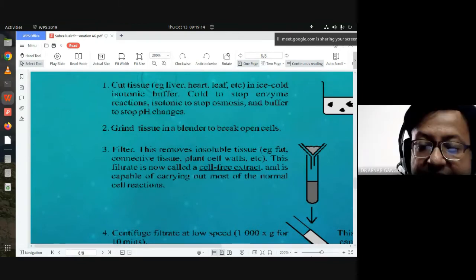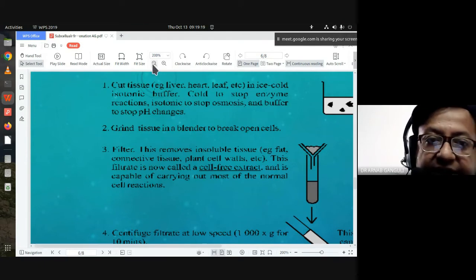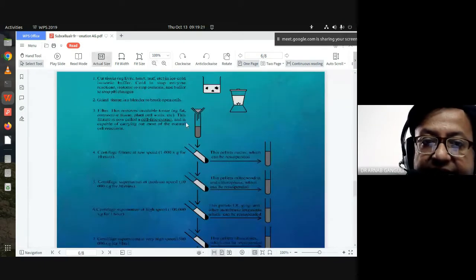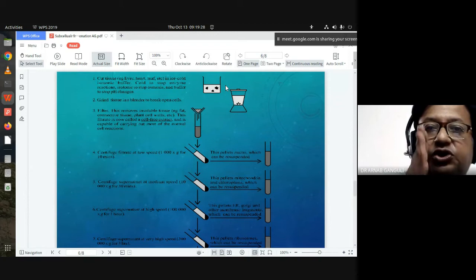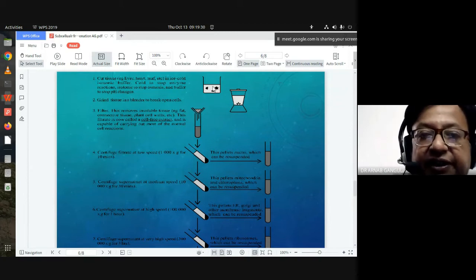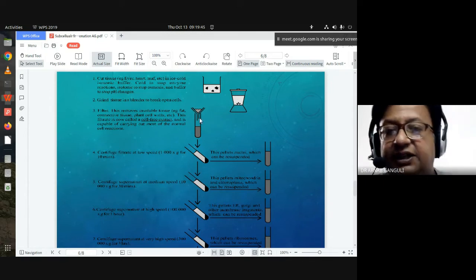Okay, so what you do, the first step, is you cut the leaf tissue, heart, liver in ice cold buffer. So you just chop it into small pieces in a buffer. You use cold so that the proteases which would destroy things are stopped. You can even add some protease inhibitor, or you can grind the tissue in a mixer, a Waring blender. In a mixer you can chop the cells.